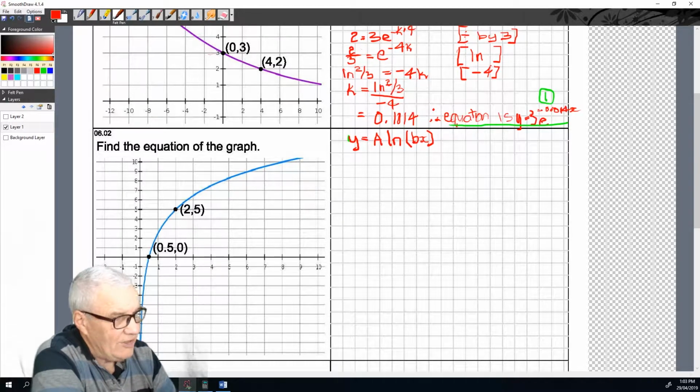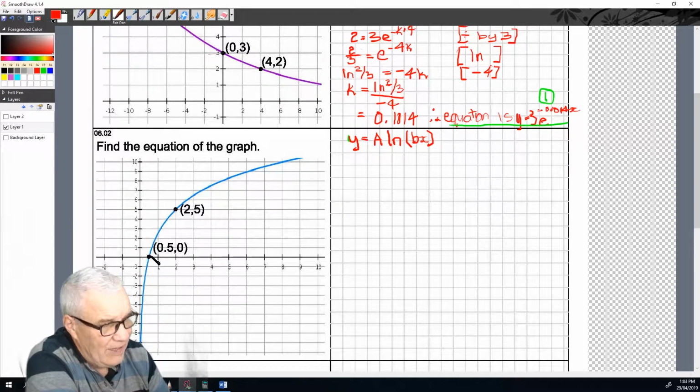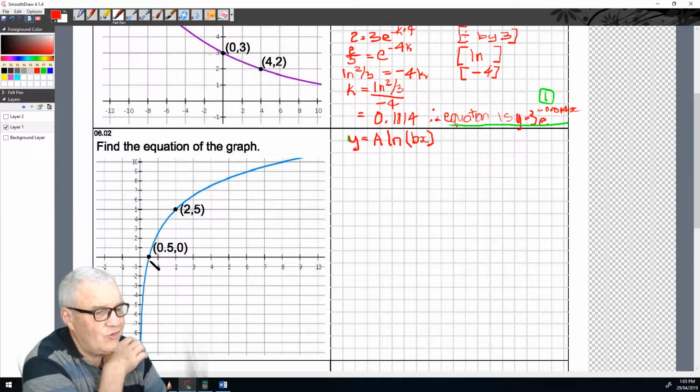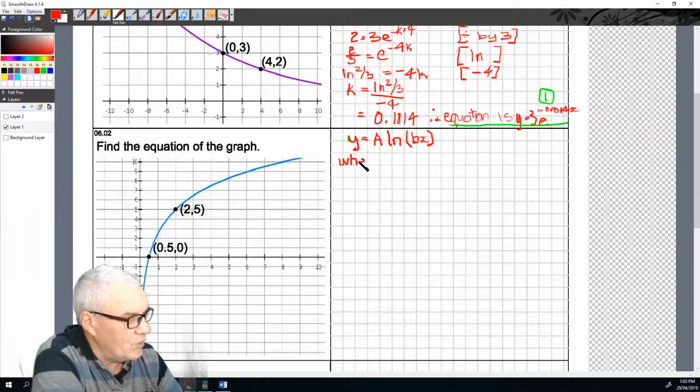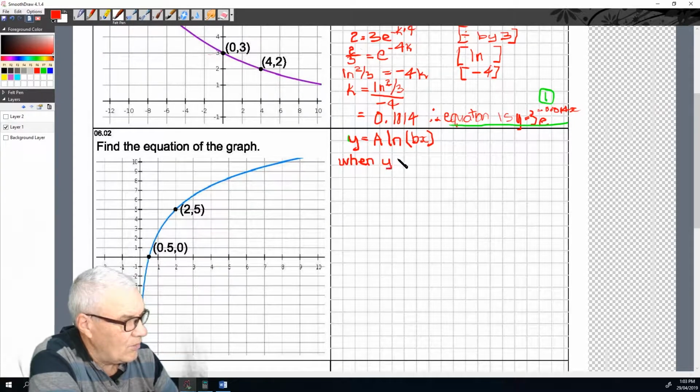All right, now straight away then we can see right down here we have the x-intercept here at 0.5, and we know there that we've got to do these slightly differently, because the log is sort of the inverse of the exponential. So this is when y equals 0. Okay, when y equals 0. So we know that x equals 0.5.